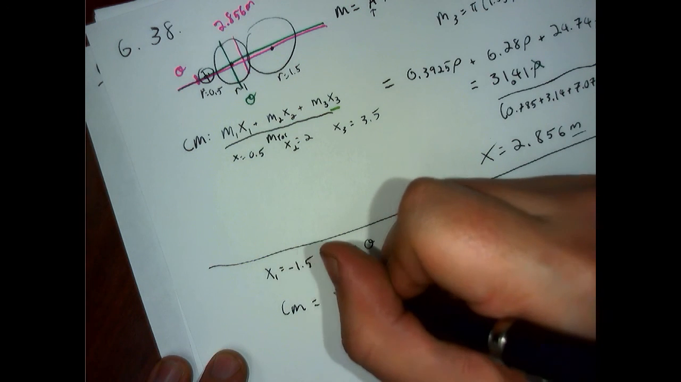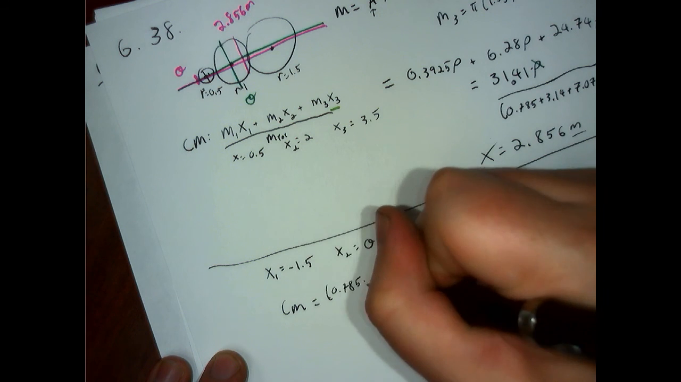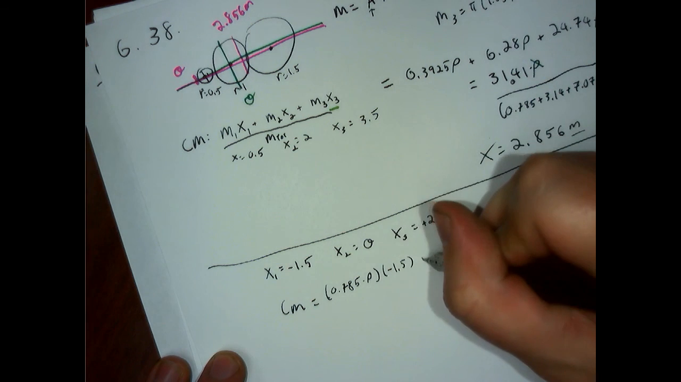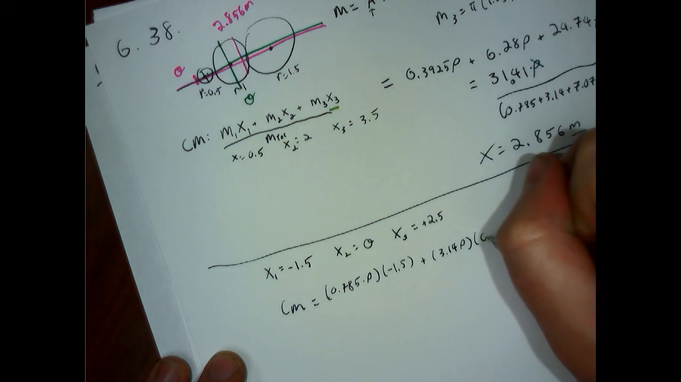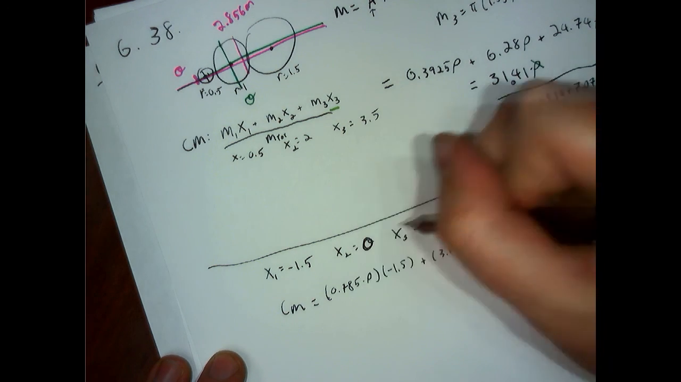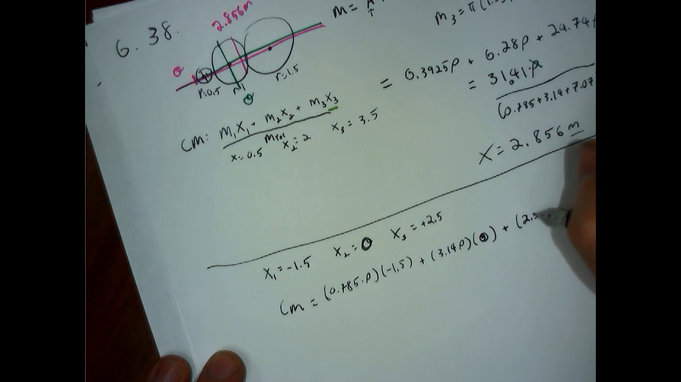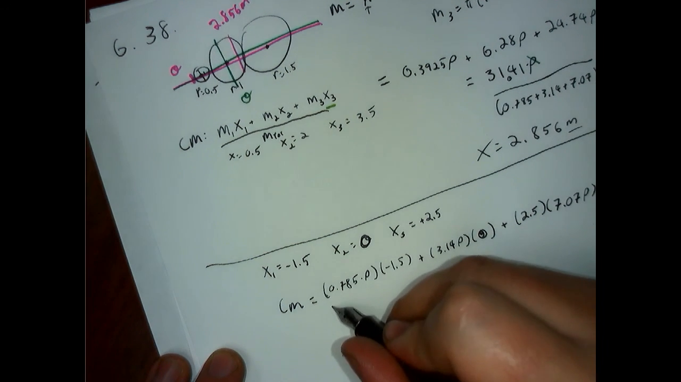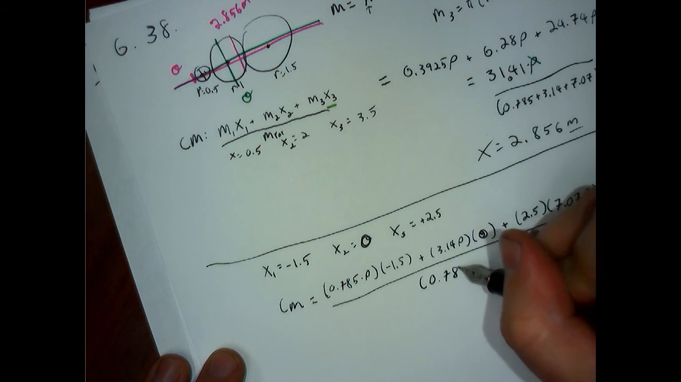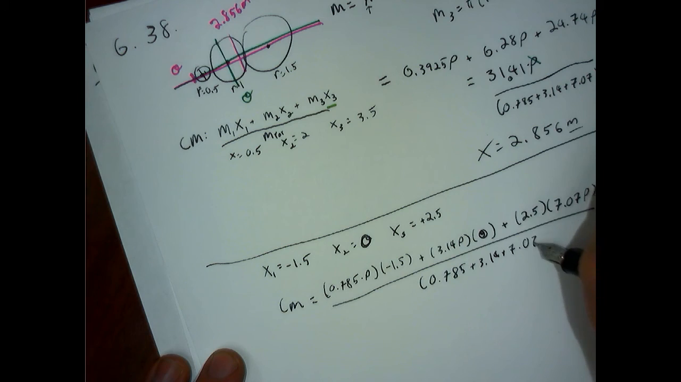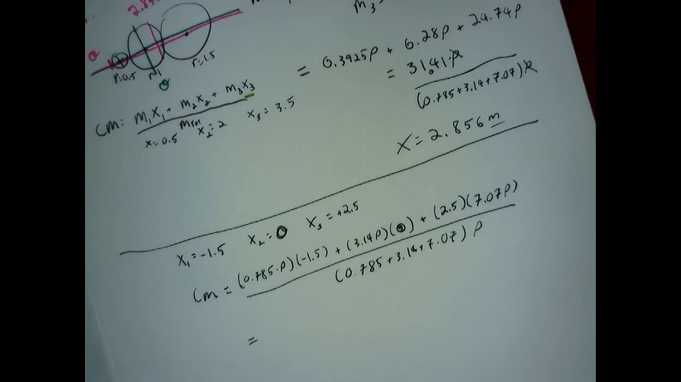Do all this multiplying. So it's going to be 0.785 times rho times minus 1.5 plus 3.14 rho times 0. It's supposed to be 0, not origin. Plus 2.5 times 7.07 times rho. All right, let's see what we get. Minus 1.5 times 0.785 plus 2.5 times 7.07, all divided by 0.785 plus 3.14 plus 7.07.